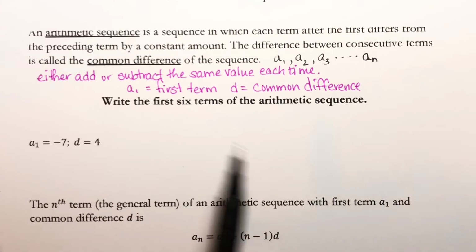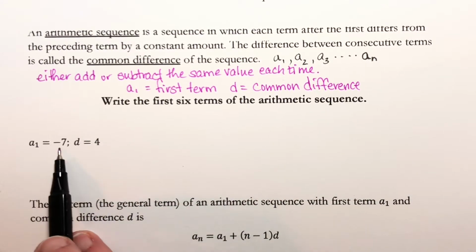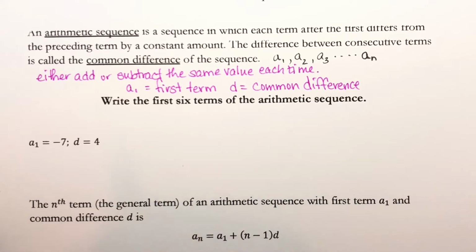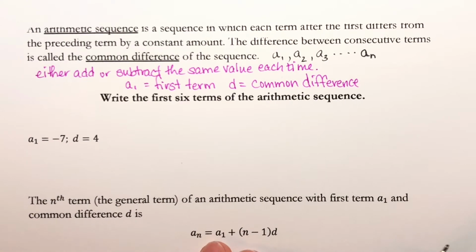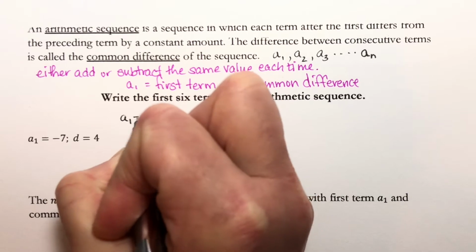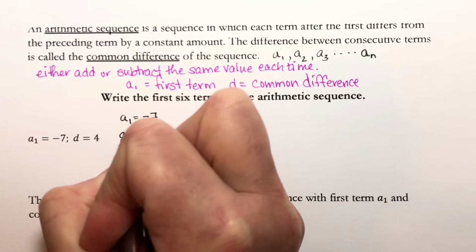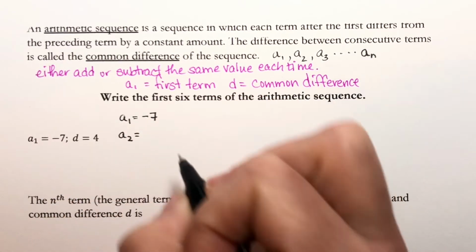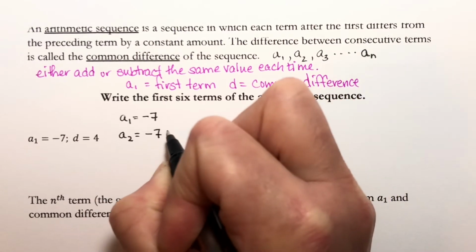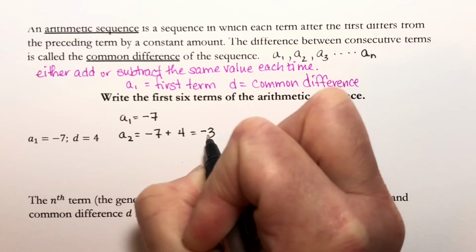Okay, so let's try writing the first 6 terms of an arithmetic sequence. And we're told that our A1 is -7 and our D is 4. Now, I'm going to write this out in a way that's going to help us see where this next formula comes from. I'm going to be writing down more on this problem than what you would normally do, okay? So our A1 is -7. That's like a freebie, it's given to us. To find A2, we would take -7, and we're going to add our difference, which is 4, and we get -3.